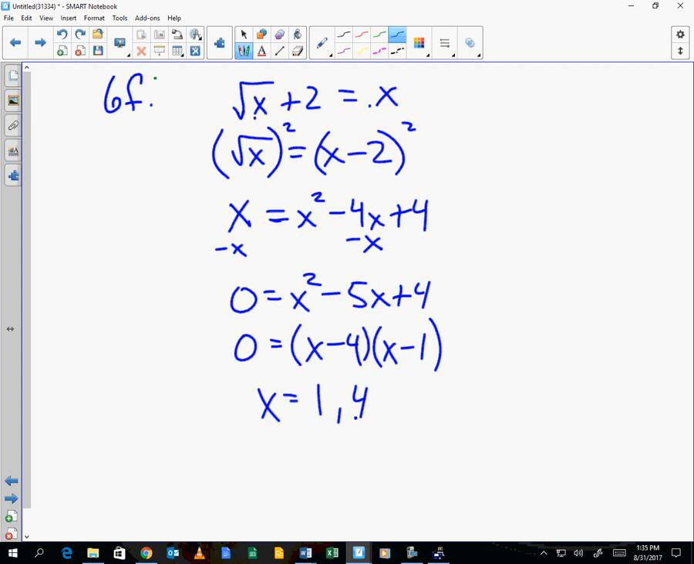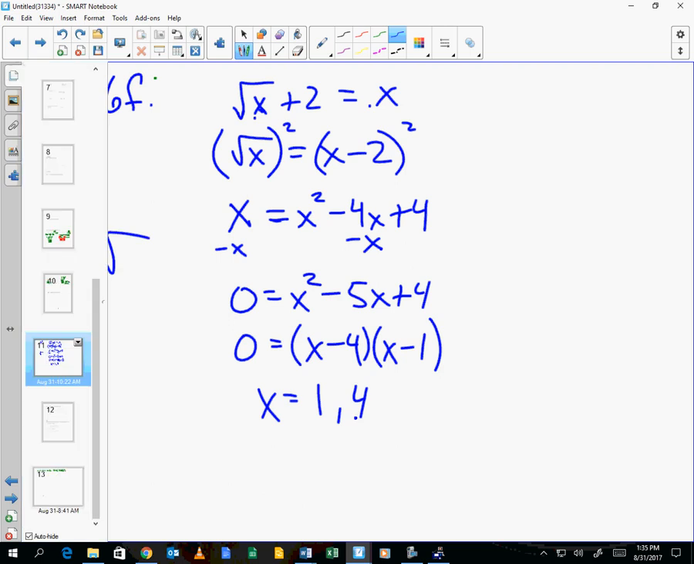Good. Plug in 1. Square root of 1 plus 2. See that now? Okay, so that's why. Now, why does it give you the 1? Because if you took the square root of 1 as negative 1, then you get negative 1 plus 2 is 1, which is what you had, okay? So make sure you plug them back in. And when you take the square root of something, just always list the positive. Okay? All right.